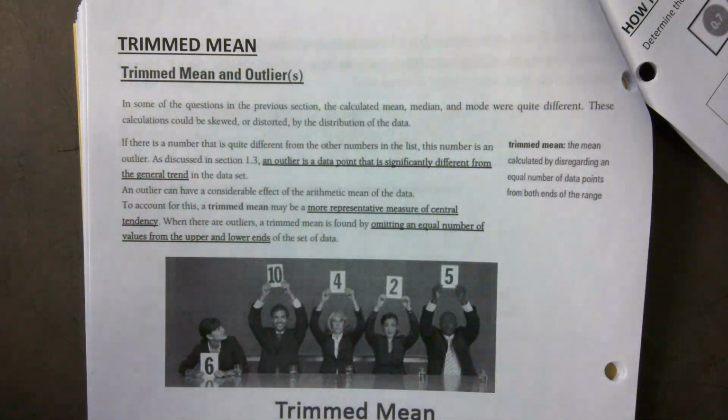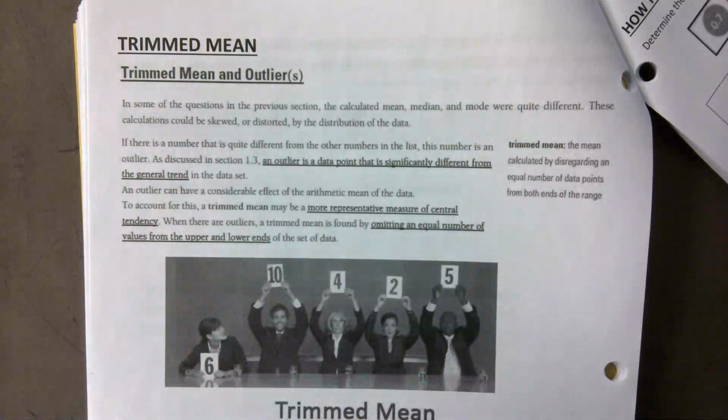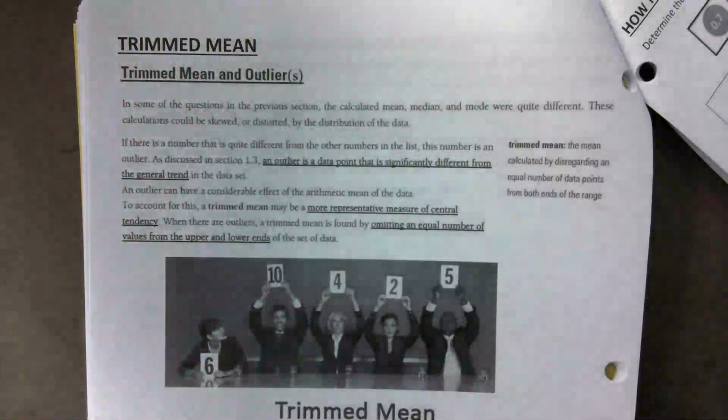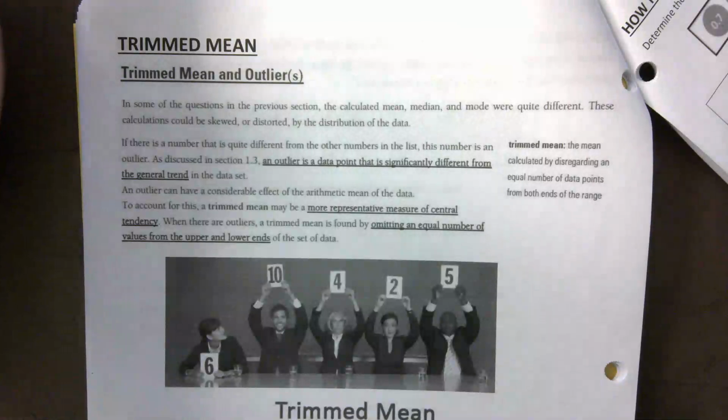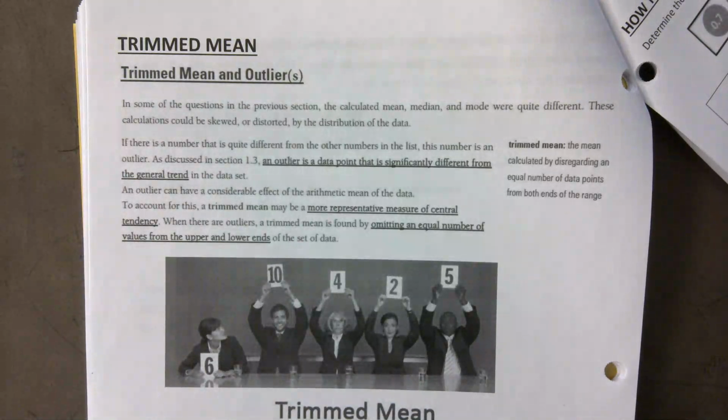So when it comes to the trimmed mean, the name says it all. You're going to have to trim off some values. And why are we going to do that? It's to basically get rid of bias or outliers that may skew your mean. Okay?